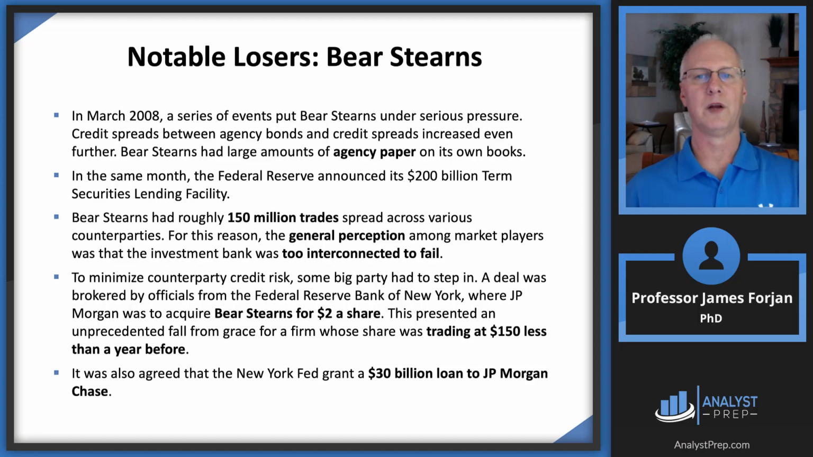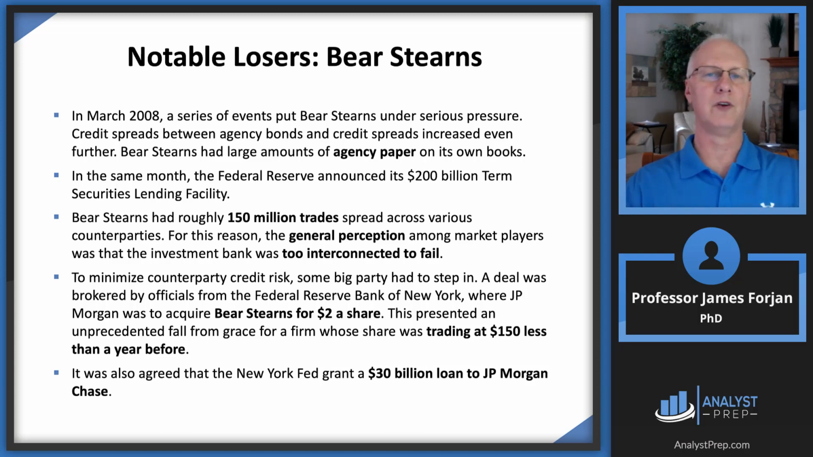Bear Stearns was a big loser. They had large amounts of Fannie Mae and Ginnie Mae bonds on its own books. Call that agency paper. Look at this. They had 150 million trades spread across various counterparties. This is interesting. There was a general perception among the financial markets that the investment bank was kind of too interconnected to fail. TITF. I don't think we've heard of that one lately.